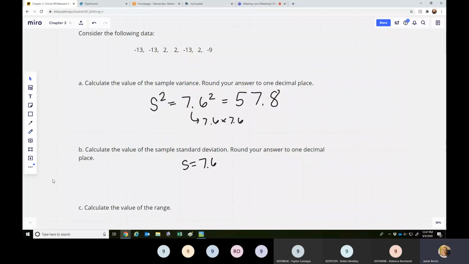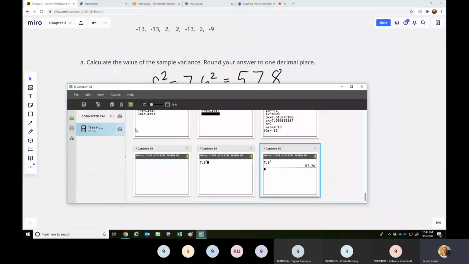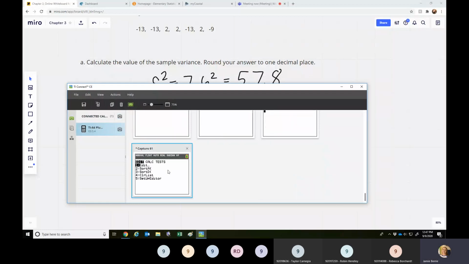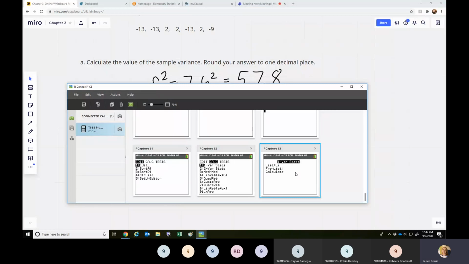All right, now we need to find the range. I'm going to show you on the calculator how we would do that. So again, I'm here on this main screen. I'm going to go back to Stat. I cleared my home screen out, then I hit Stat, and I'm going to go over to Calc. I've already got my data in there, so I don't need to type anything in. I'm going to go 1-Var Stats again, then go to Calculate, hit Enter.